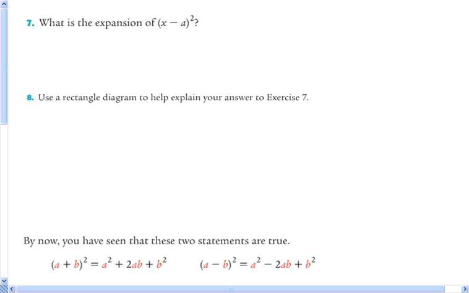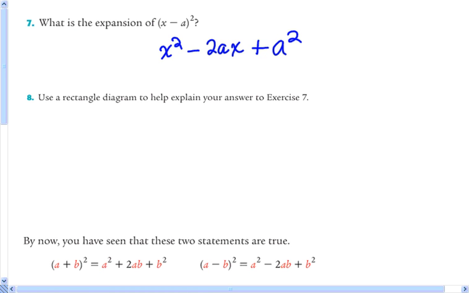So it says, what is the expansion of (x minus a) squared? x squared is the first term. The middle term is going to be negative 2 times a times x. And the last term will be positive, because we have a minus, and a negative times a negative is positive.